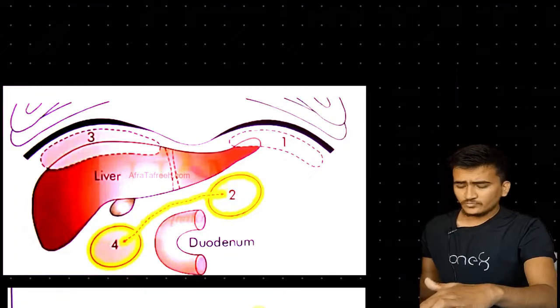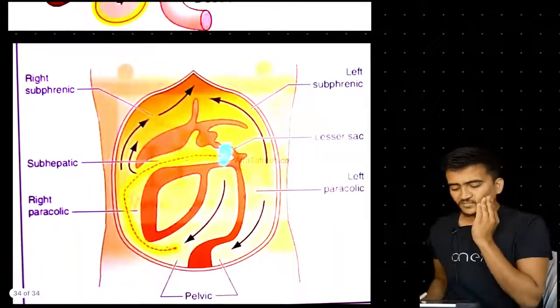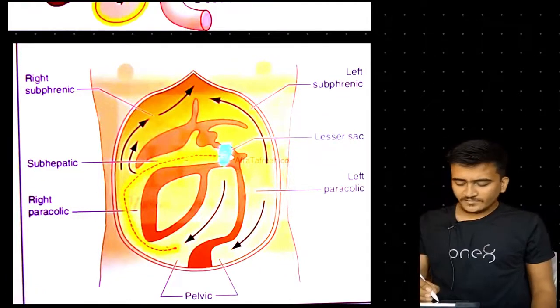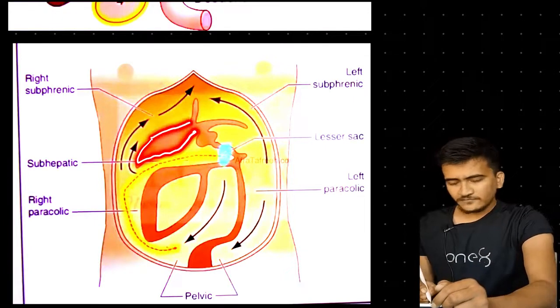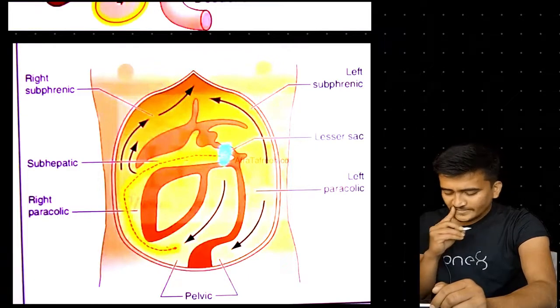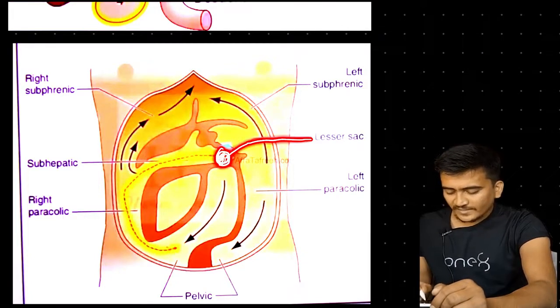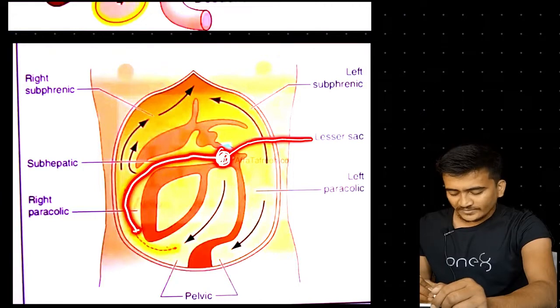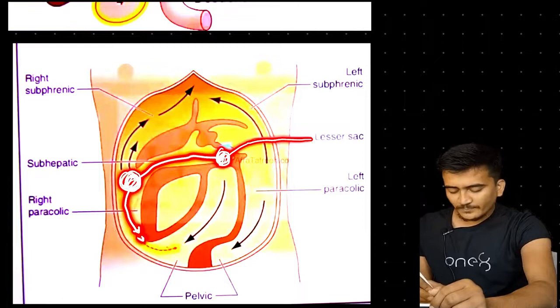Now another thing that we need to know is the same thing, as you can see. This is our liver. This is our lesser sac. From this lesser sac the gut content moves outward into the greater sac, or we can say into this space. What is this space? This space is the right subhepatic space or hepatorenal pouch of Morison.